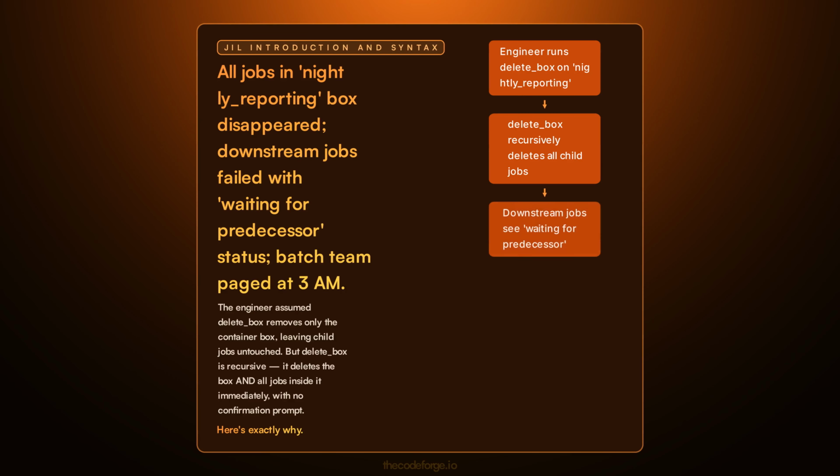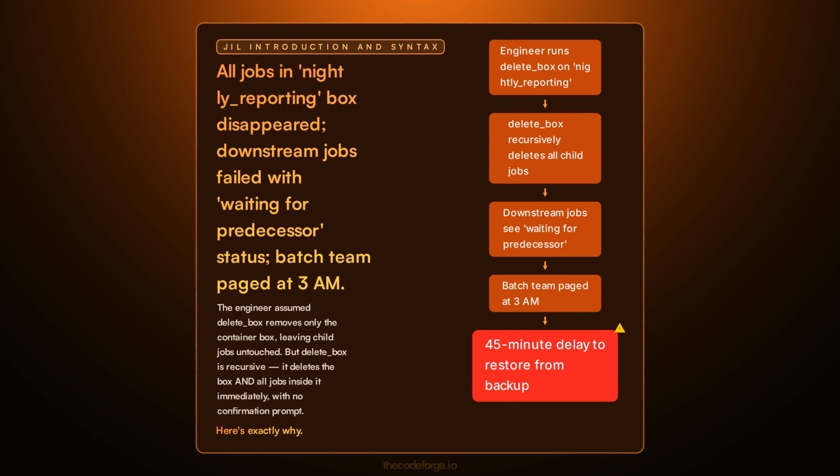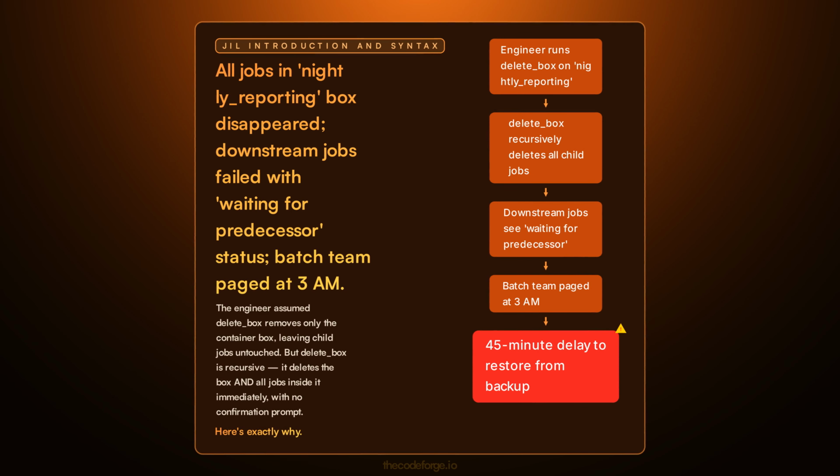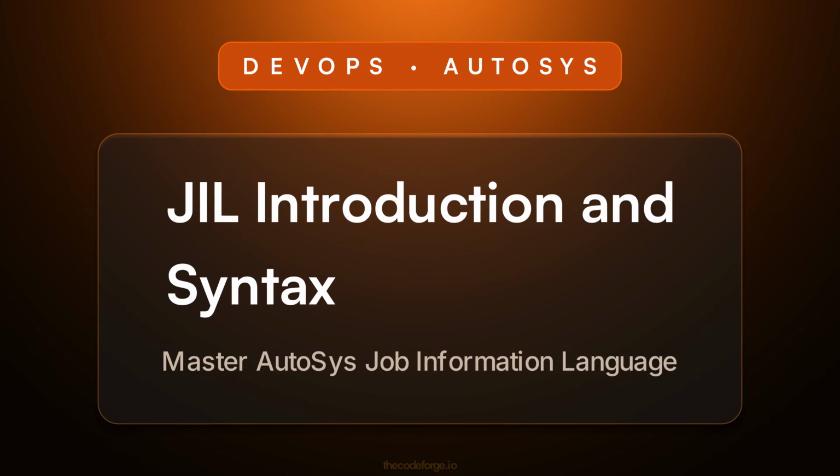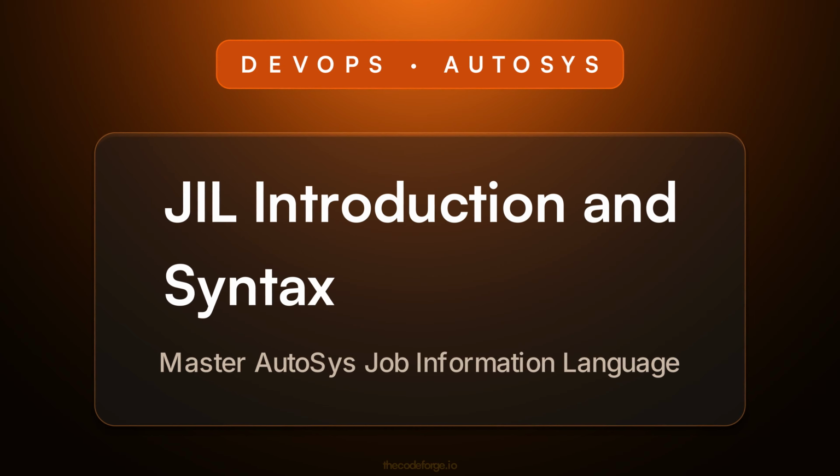All jobs in the nightly reporting box vanished after a maintenance window, triggering a 3 a.m. page. The engineer assumed delete box only removes the container, but it recursively deletes every job inside, with no undo. Let's break down JIL introduction and syntax, how it works, and the exact mistake behind that failure.